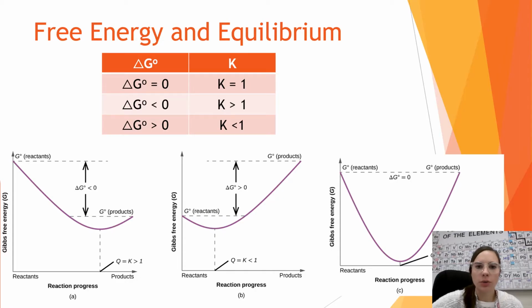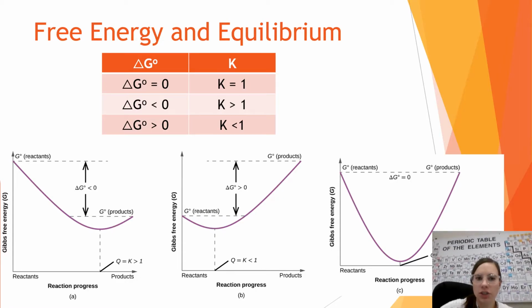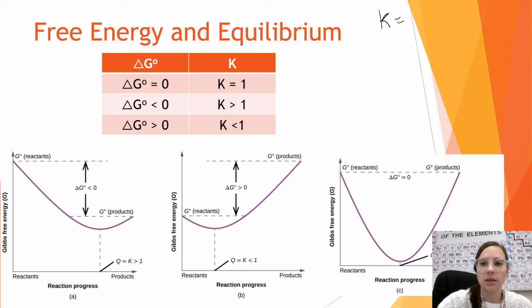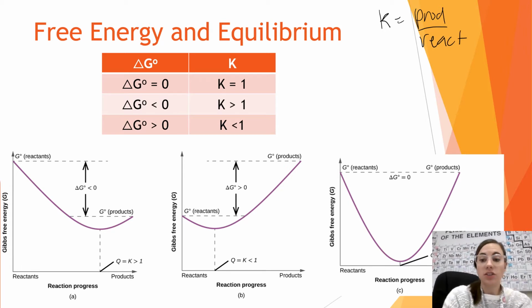Okay, so we know that if delta G is 0, we said this kind of briefly, then we are at equilibrium. Something else that tells us we're at equilibrium is whenever K equals 1. Way back when we talked about it, remember the equilibrium constant is products over reactants. So if delta G is 0 and K equals 1, then we are at equilibrium.